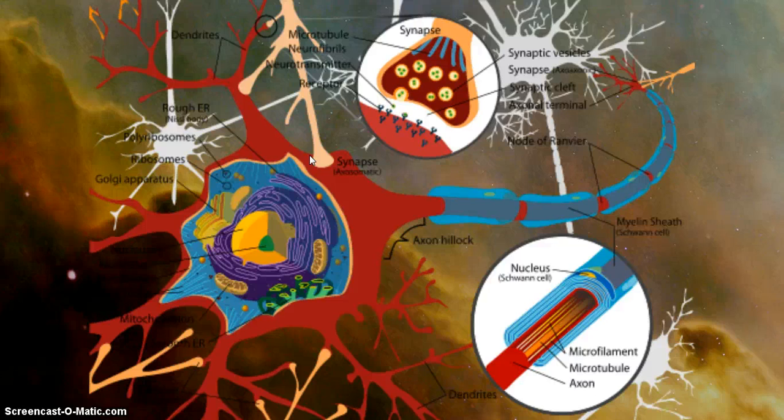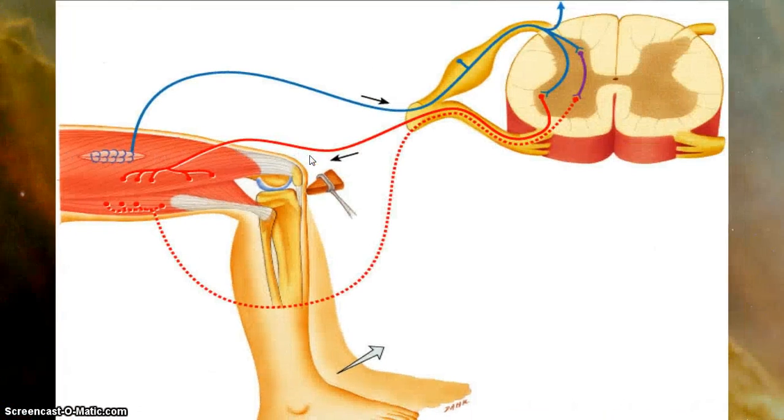Now that we're done with that, I'll talk about the different types of neurons. Here's how they're classified by their function. This blue neuron right here is an afferent neuron, because it's sending signals to the central nervous system, which is made up of the brain and spinal cord. We'll talk about that next video.